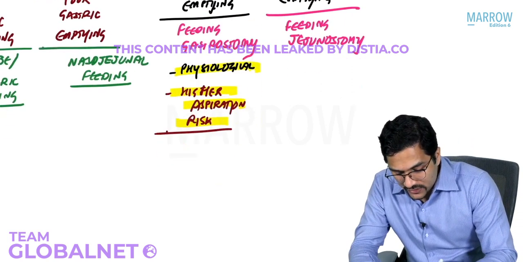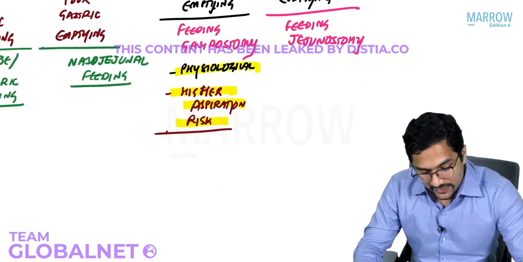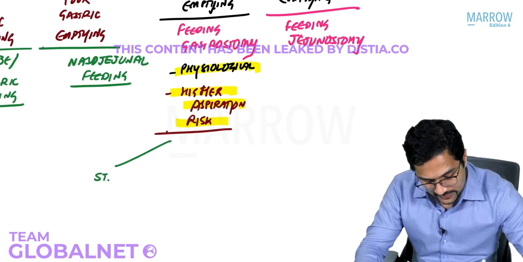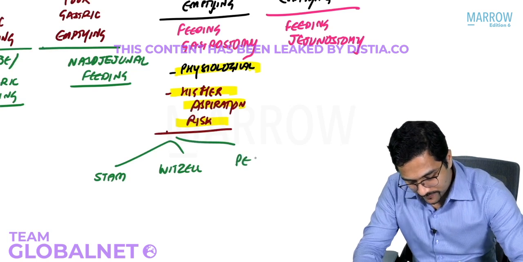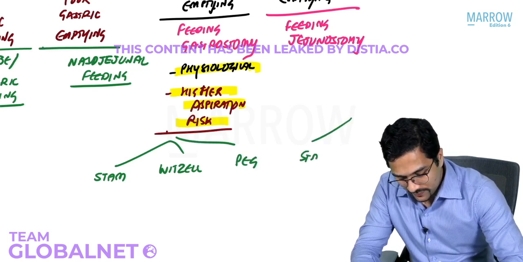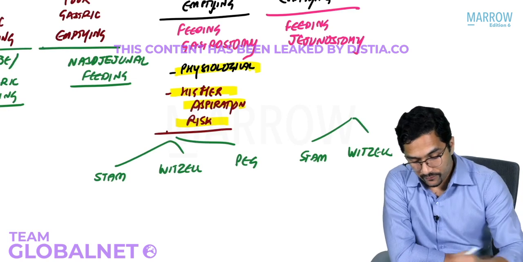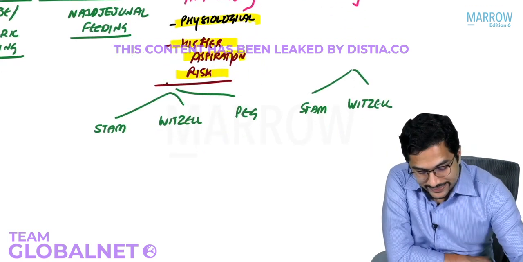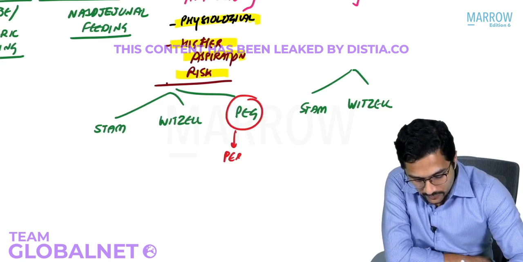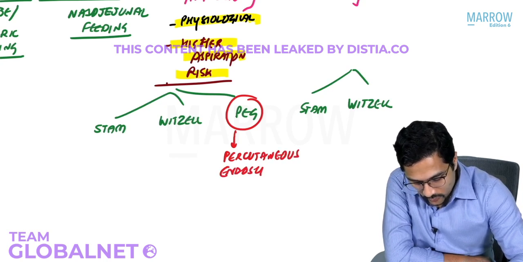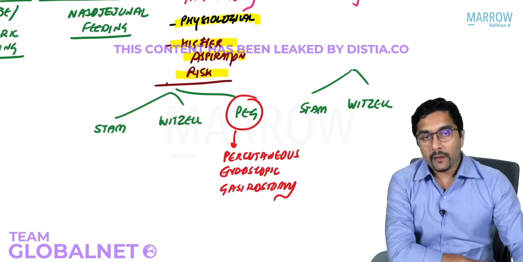Now, what are the various ways to carry out a gastrostomy? The various ways to carry out a gastrostomy are the Stam method, the Witzel method, and PEG. Whereas for jejunostomy, Stam and Witzel are the only two methods. Right, so I will talk about these methods in detail. And before I do that, I just want you to know that PEG stands for percutaneous endoscopic gastrostomy.